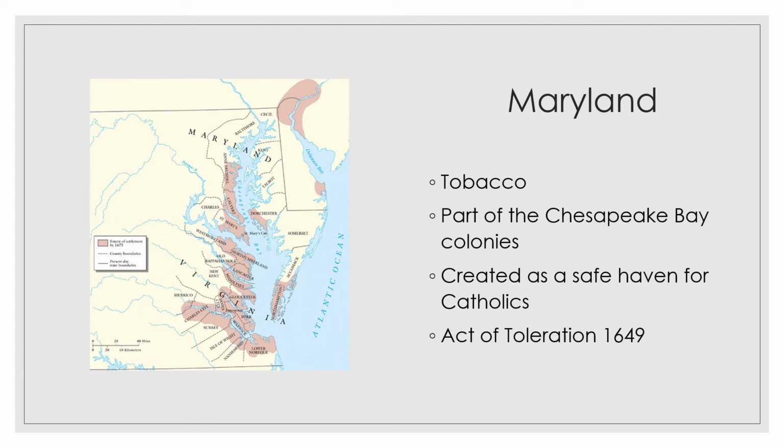We also talked about Maryland, and I pointed out there's really four important things. Tobacco will be the key component of their economy. They are the second part of the Chesapeake Bay colonies. They were initially created as a safe haven for Catholics. As the number of Protestants increased in Maryland, the Catholics started to worry that they might not be able to practice their faith safely. So we see the passage of the Act of Toleration in 1649, which ultimately is going to allow all Christians to practice their faith freely.